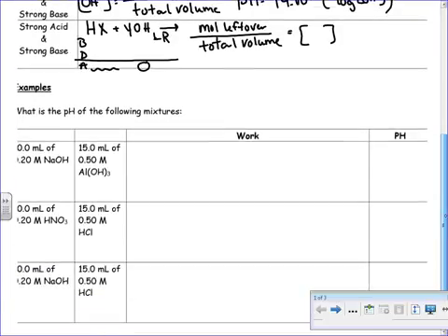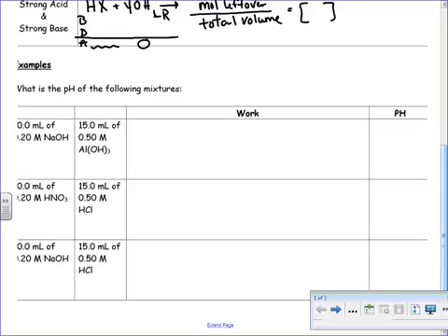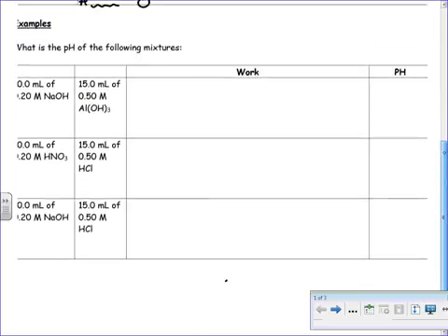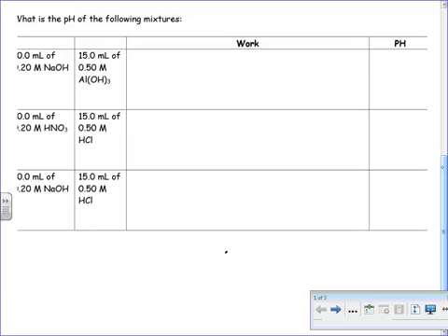Okay, I'm going to do 3 problems with you really quick, and then you have the back of the sheet to finish up. All right, the first thing you have to do when you're approaching these is determine what you have. So sodium hydroxide is a strong base. Strong bases are hydroxides of family 1 and 2. Aluminum hydroxide is a weak base.